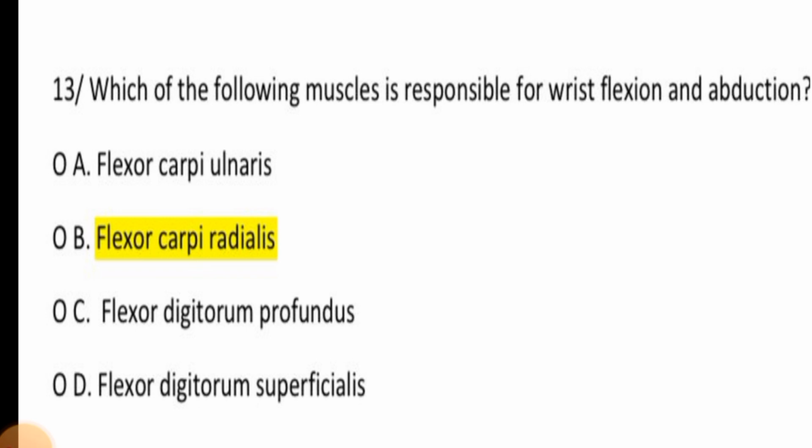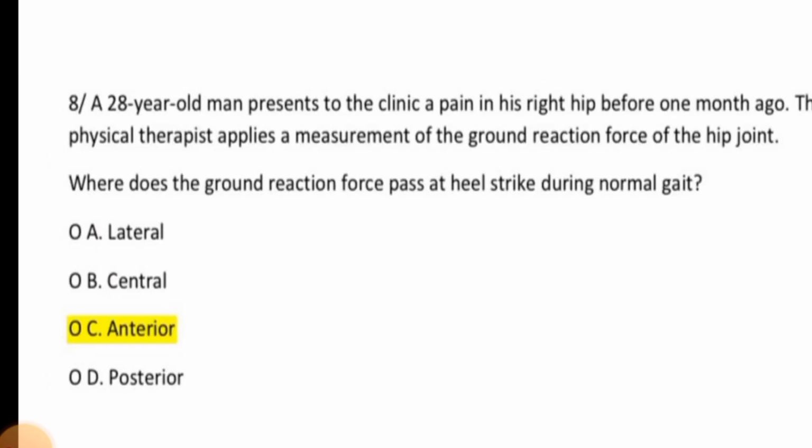Which of the following muscles is responsible for wrist flexion and abduction? Flexor carpi ulnaris, flexor carpi radialis, flexor digitorum profundus, flexor digitorum superficialis. The correct option is flexor carpi radialis, option B.